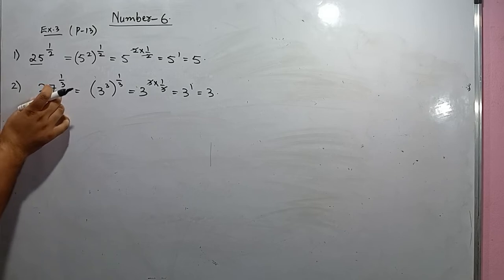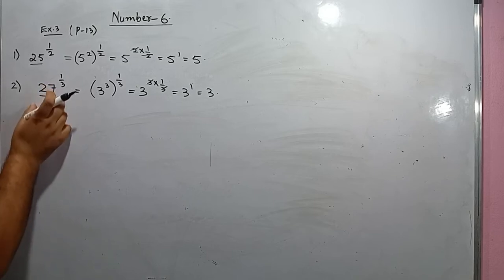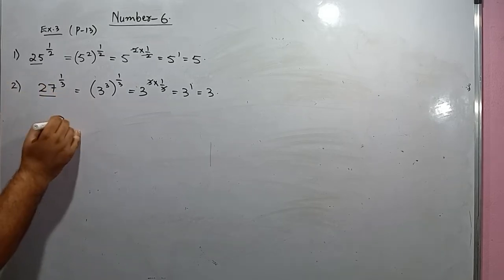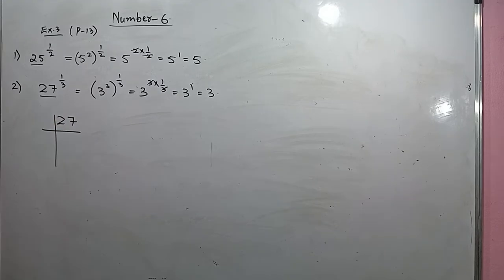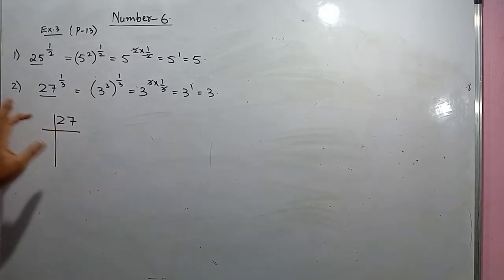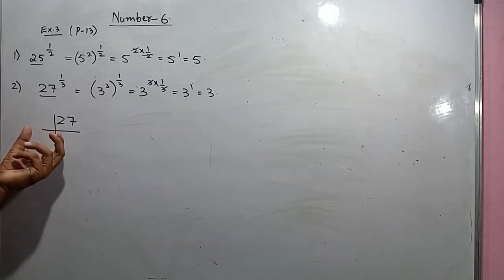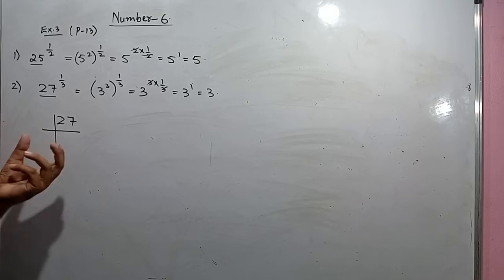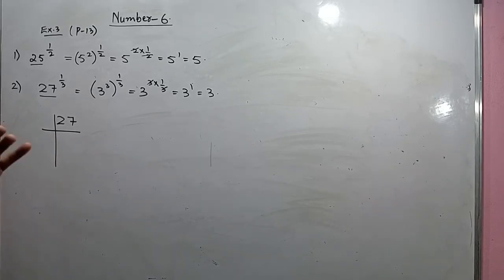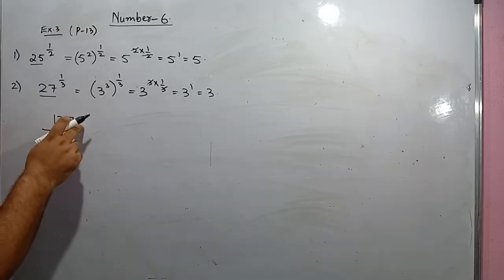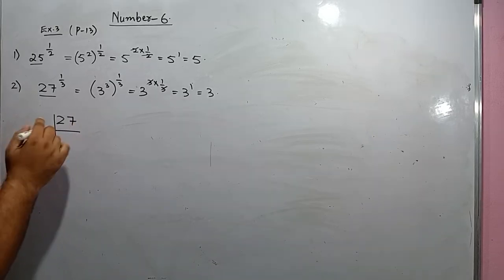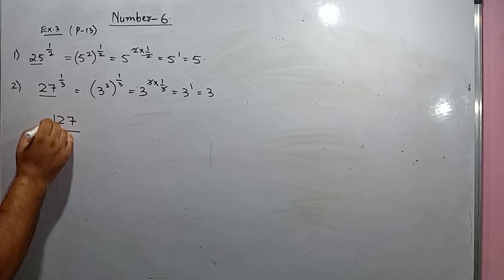Now try to understand how I know that 27 is 3 cube. If I write here 27, I will try to find its prime factorization. Likewise, we do the LCM. How to find the LCM? You might have gone through that. First, I will start with 2. It's not possible since it is an odd number. Then I will start with 3. I will check. Yes, it's possible.